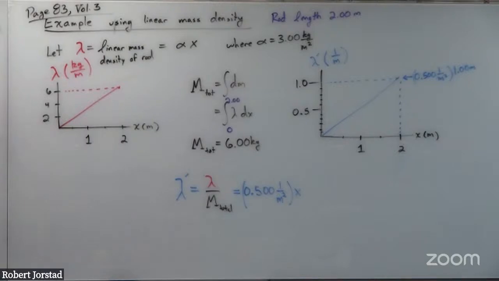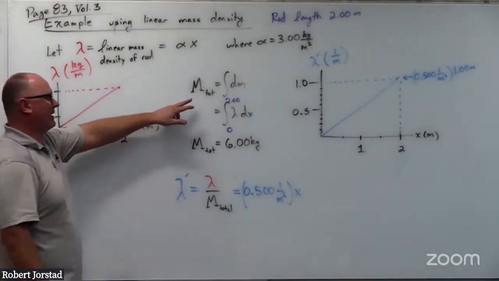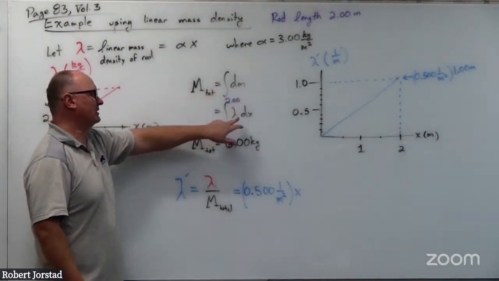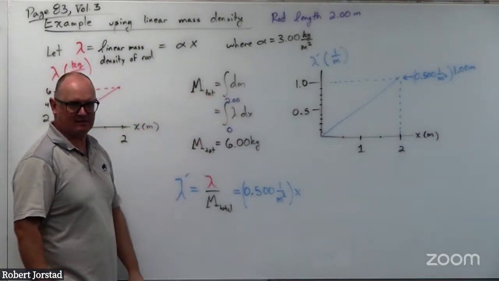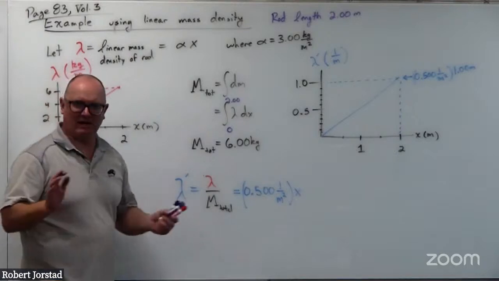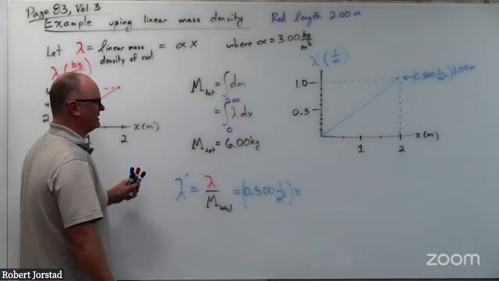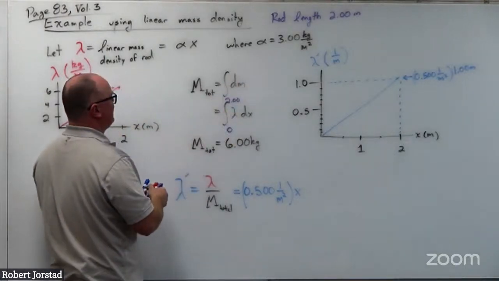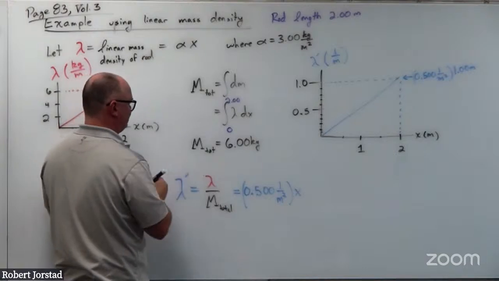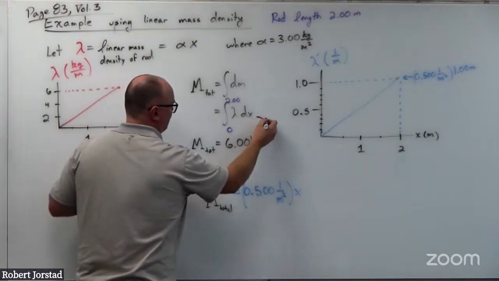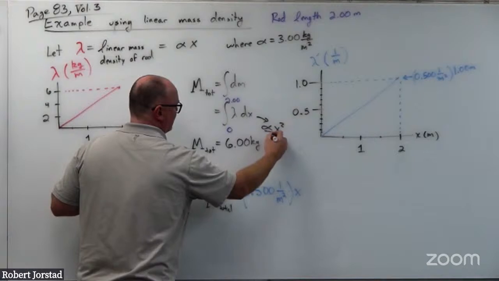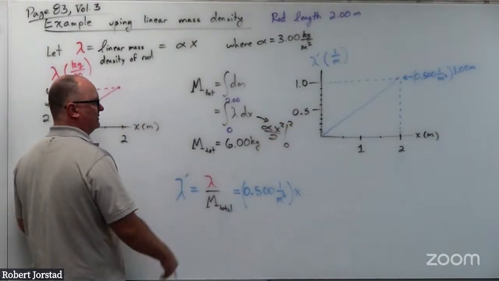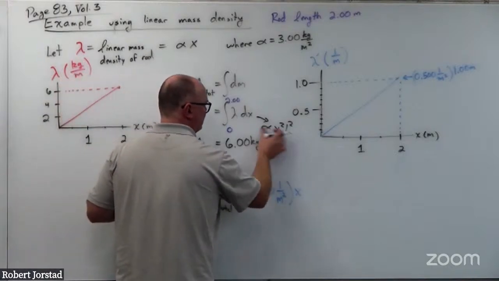Now, in this case, I'm going to very quickly figure out the total mass. The total mass is equal to the integral of dm. Well, dm is lambda dx, where lambda is not wavelength anymore. Lambda is the linear mass density. And so when you do this integral, what do you get? I think you get 3x, you get alpha x squared over 2 evaluated at 0 and 2. And when you plug that all in, you should get the total mass is 6.